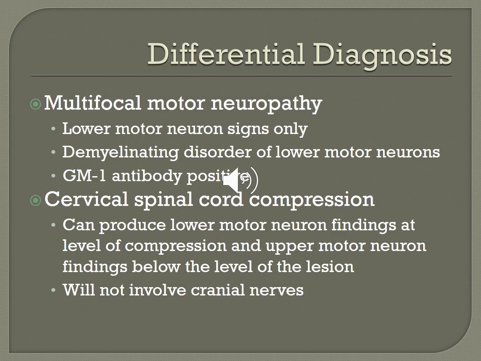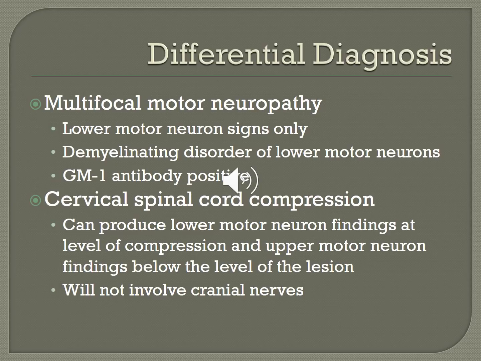Cervical cord compression is also something that you need to be thinking about. This can produce lower motor neuron findings at the level of compression and upper motor neuron findings below the level of the lesion. So if you think about how that works, you're compressing the corticospinal tract within the spinal cord, so anything below that level is going to have upper motor neuron findings.